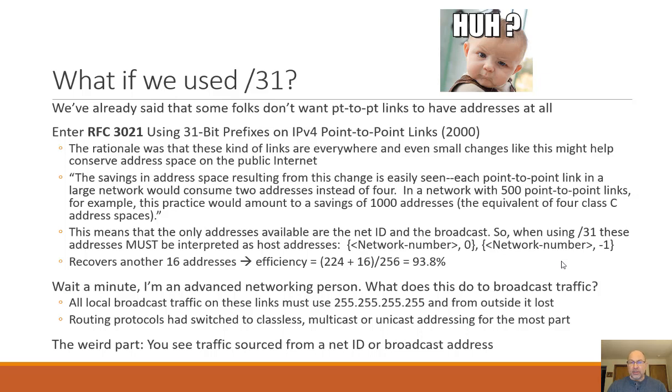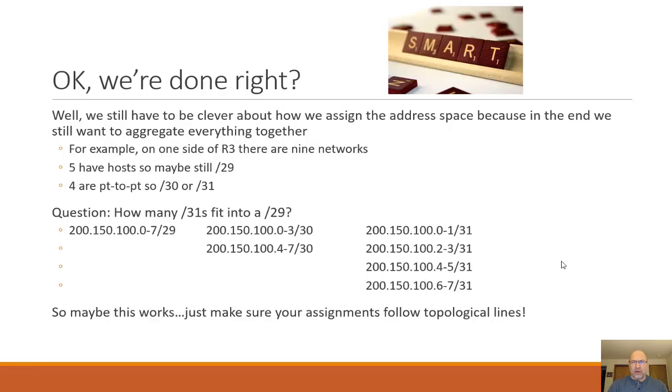At this point, routing protocols, which was another concern, whether or not they'd be affected by this, most of the routing protocols had switched to classless, multicast, or unicast addressing, so it didn't really have a big effect on routing protocols either. The weird part, if you're actually capturing traffic or you've got some kind of monitoring going on, is that you would actually see traffic now sourced from a network ID or a broadcast address, which is not something we're used to seeing. Okay, so we're done, right?